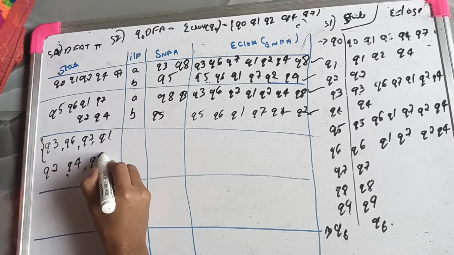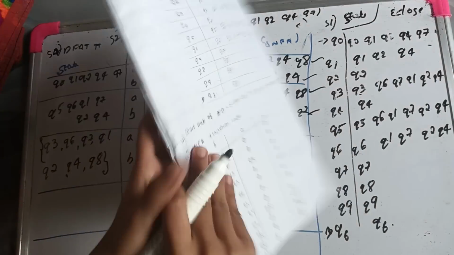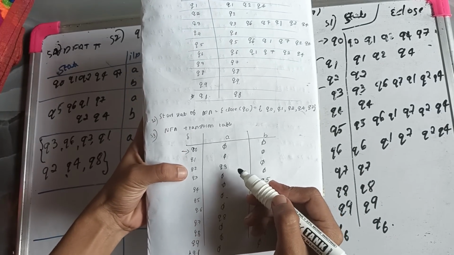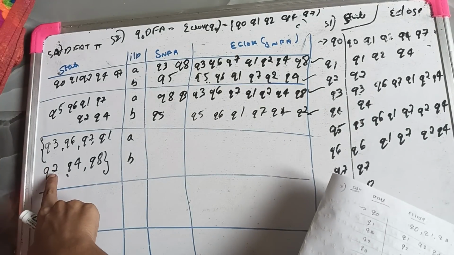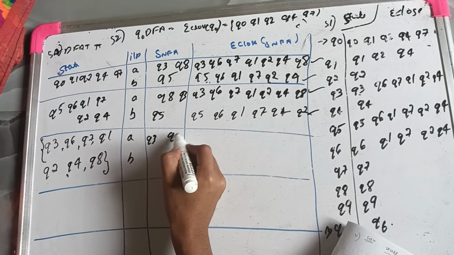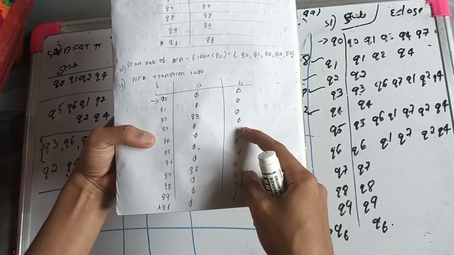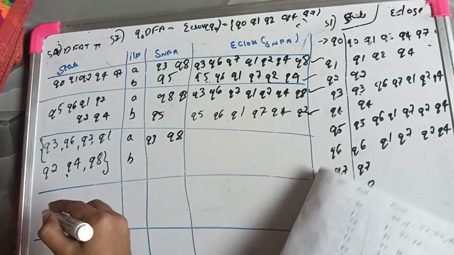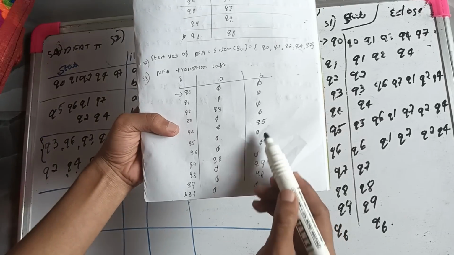Then use these flower braces and all, A and B. Okay, next check here, Q2 and Q7. Q2 and Q7 is there, so Q3, Q8 is there. And here for B, Q4 and Q8 required, Q4, Q8, so it is Q5 and Q9.